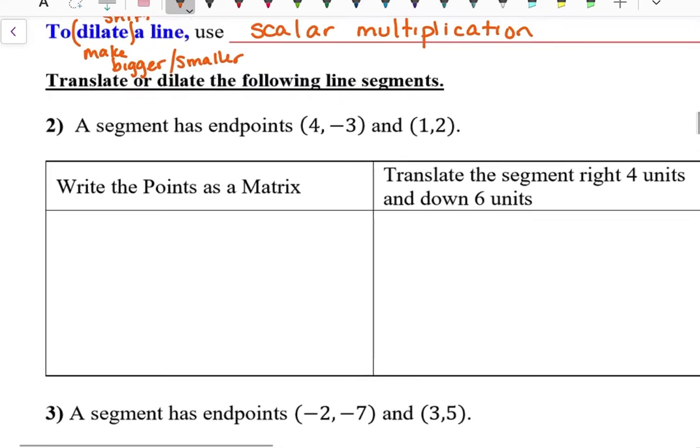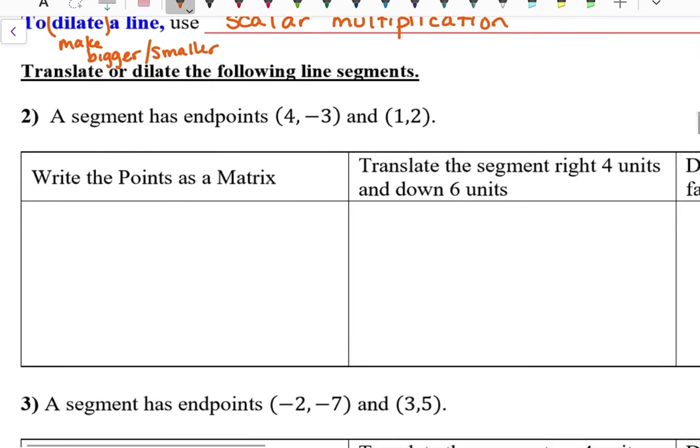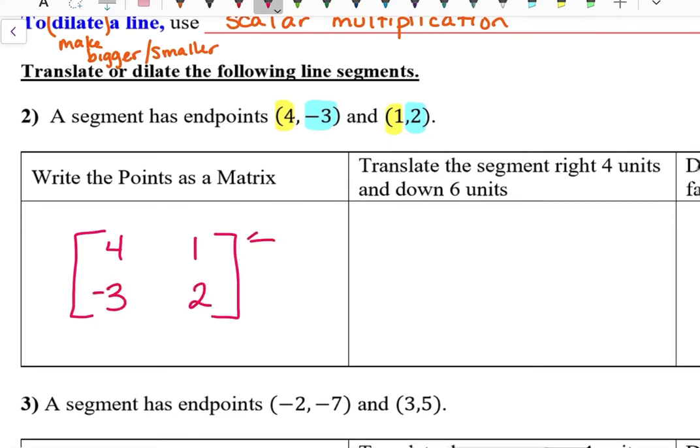So for this next example, we have 2 points or 2 endpoints, and we first want to write the points in a matrix. So again, I'm going to identify my x and y. So here are my x's, here are my y's. So I'm going to write those in a matrix. Here's my matrix. X's will go on top, so 4 and 1. Y's will go in the bottom, -3, 2.